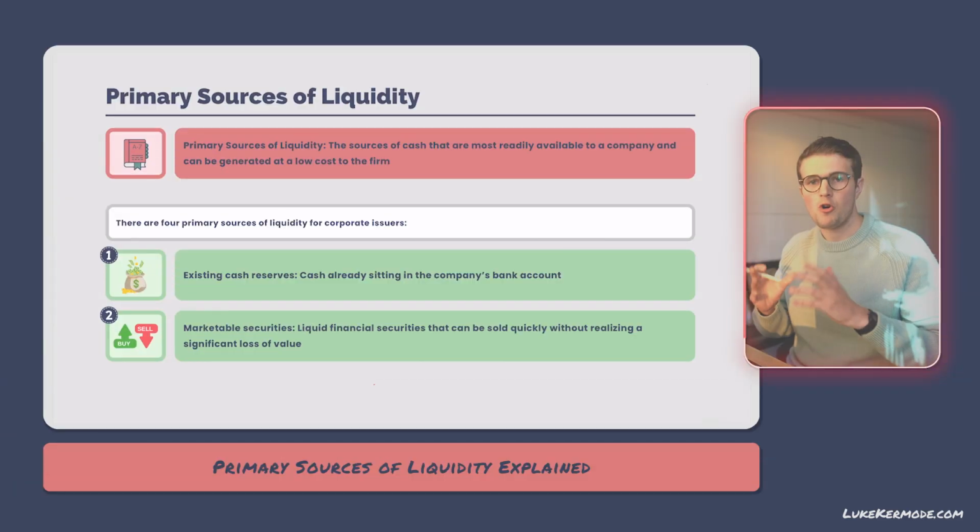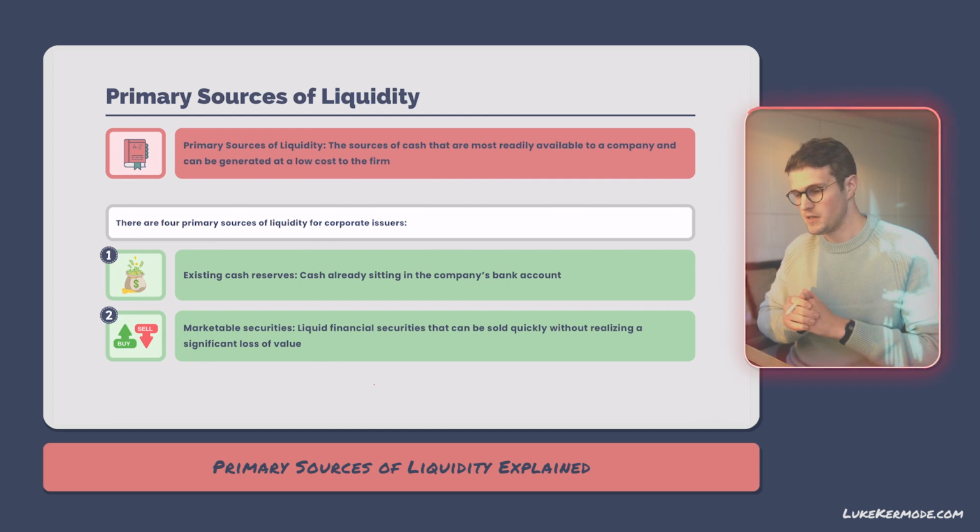Okay, so when we think about primary sources of liquidity, we're contrasting primary against secondary sources. So primary sources are those sources of cash that are readily available to the company, easy for them to access, and typically are quite low cost. So there are four main sources that come under the scope of primary sources of liquidity, and I've laid them out on the slide. So we start off with existing cash reserves.